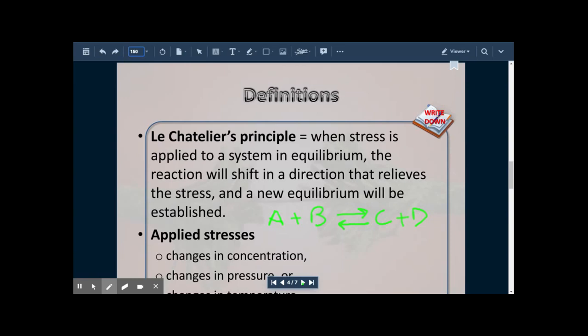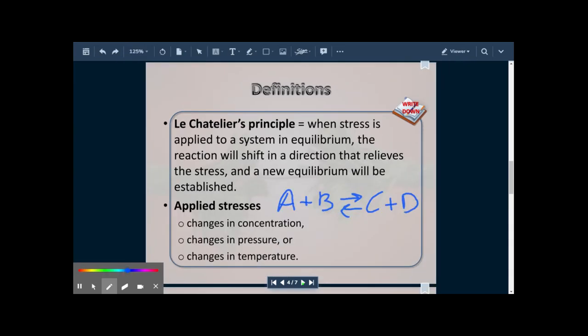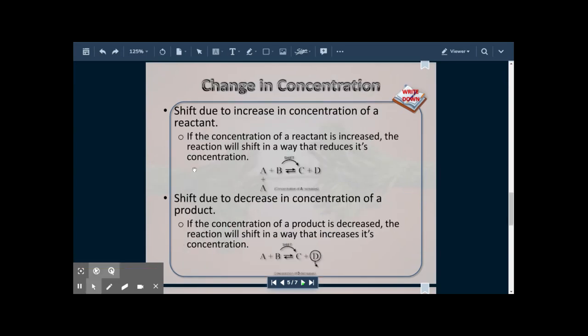The reaction goes in both directions. So the types of stresses can be changes in concentration, changes in pressure, and changes in temperature. We're going to see all of these here today. The first one here is a change in concentration. These are arguably the easier of the different stresses, the easiest to imagine and the easiest to grasp.